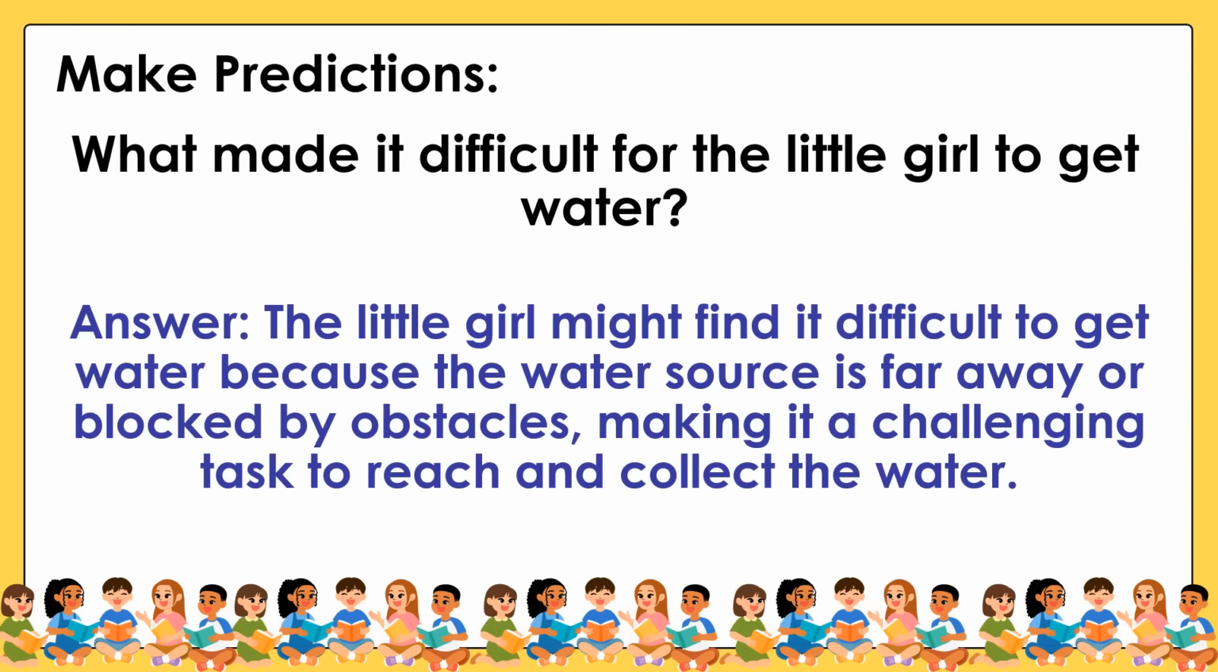Here's the question. What made it difficult for the little girl to get water? This is the possible answer. The little girl might find it difficult to get water because the water source is far away or blocked by obstacles, making it a challenging task to reach and collect the water.